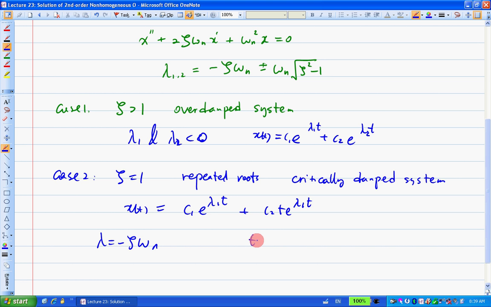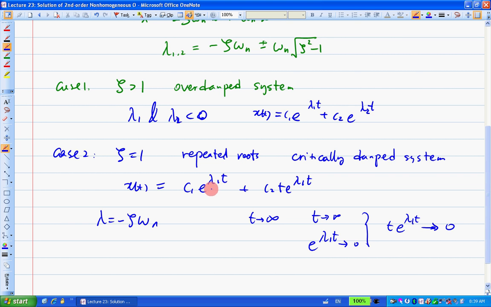As t goes to infinity, this t goes to infinity, and this e^(lambda 1 t) goes to 0. So whether this term goes to 0 or not, you have to check the limits, right? I think we used the L'Hopital rule to check the limits. So this t e^(lambda 1 t) also goes to 0 if you use the L'Hopital rule as t goes to infinity. So the first term is exponential decay, and the second term is also exponential decay, basically.